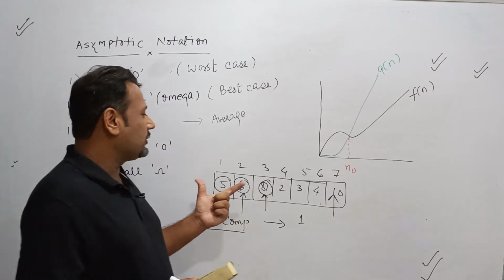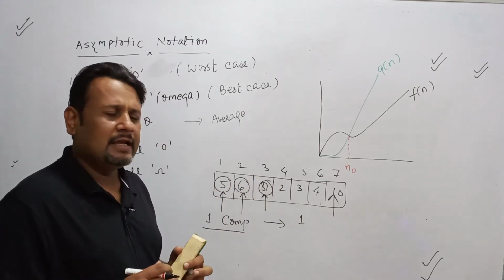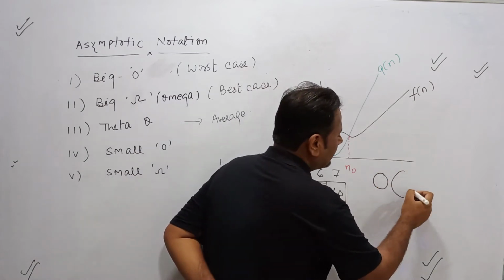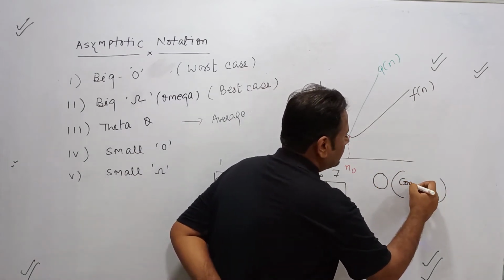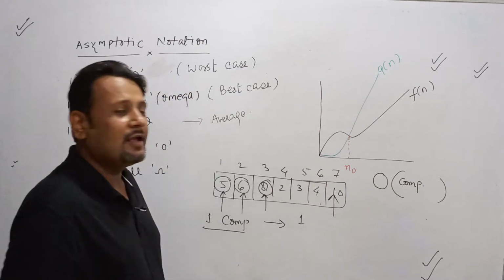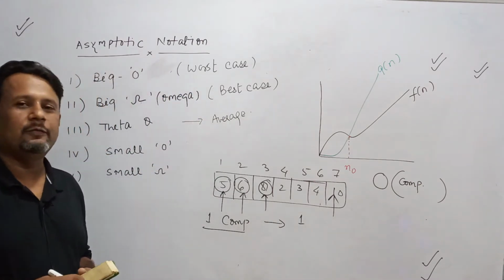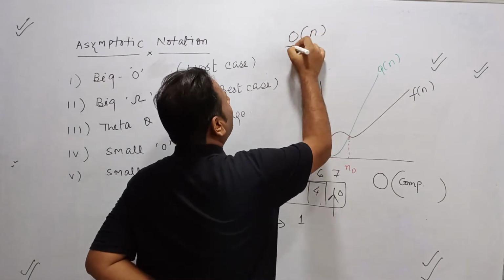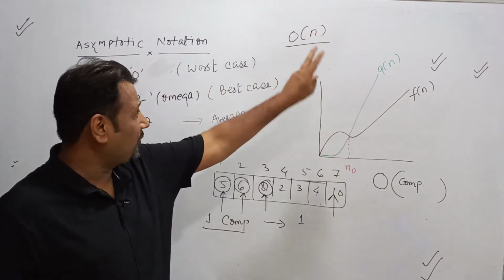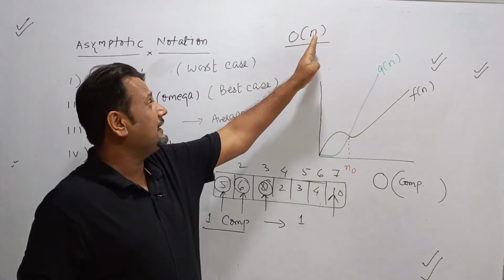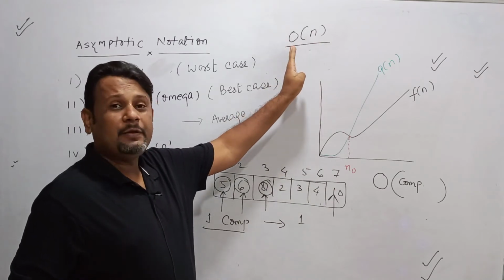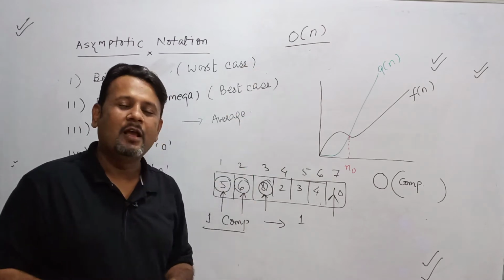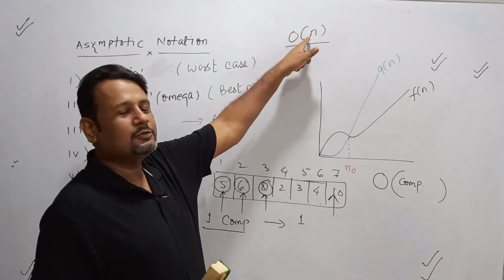Now, whenever you are representing any complexity in the form of worst case, you need to write big O, and then you need to write the complexity. That's why while calculating all iteration-based problems, I write order of n. Order of n means this program is going to take n time. This capital O is representing worst time. That means this program under the worst situation is supposed to take how much time?